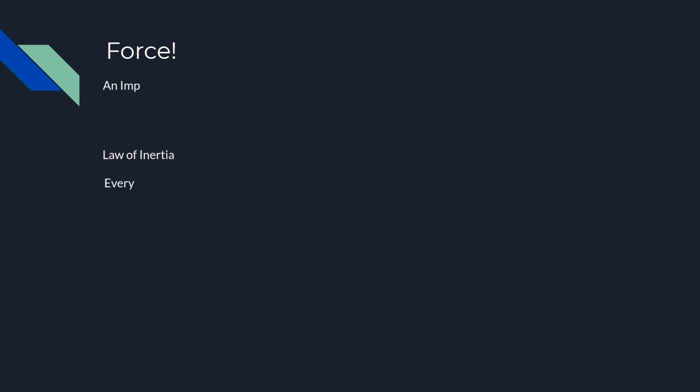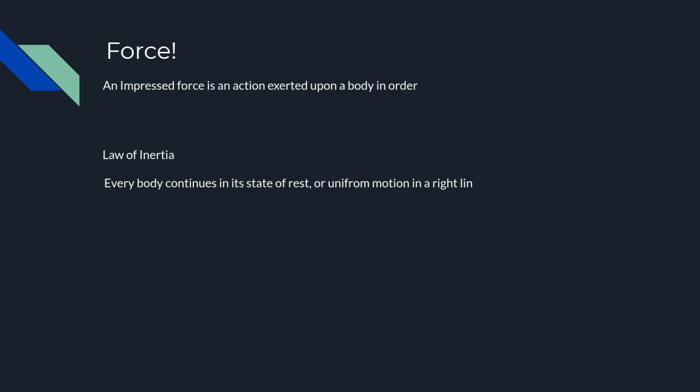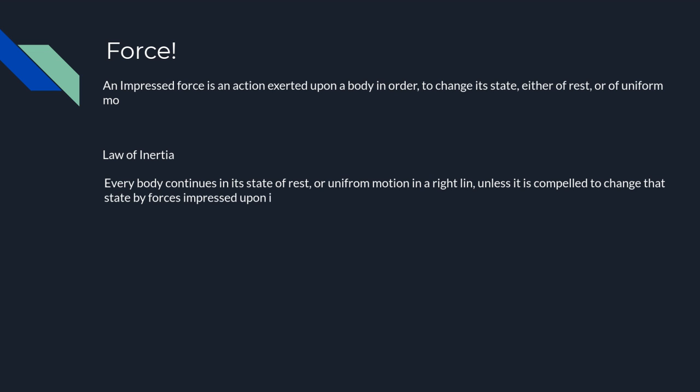So the first piece that we need to learn about is force, right? This is the main thing that Newton's talking about. It's on the screen. I am typing the two definitions. One is for force and the other is the first law of motion. So an impressed force is an action exerted upon a body in order to change its state, either of rest or uniform motion. Okay. And I write in a right line. That just means it's moving in a line, not necessarily to the right.